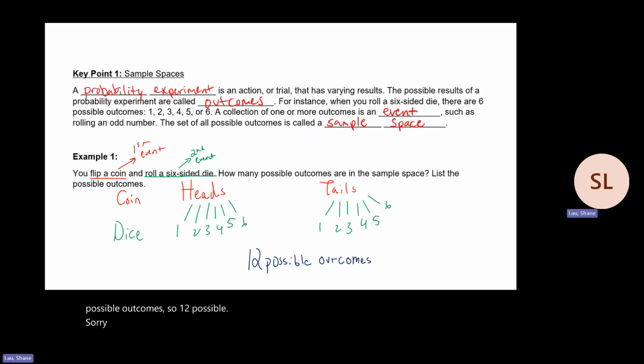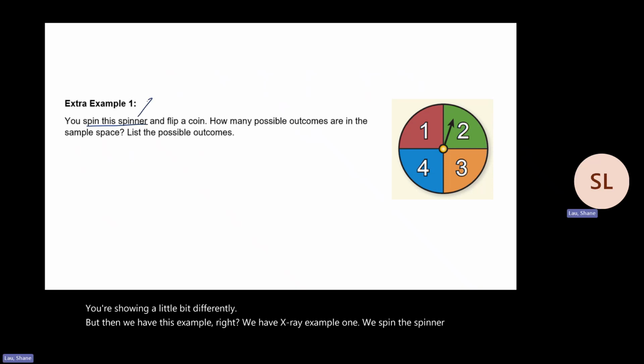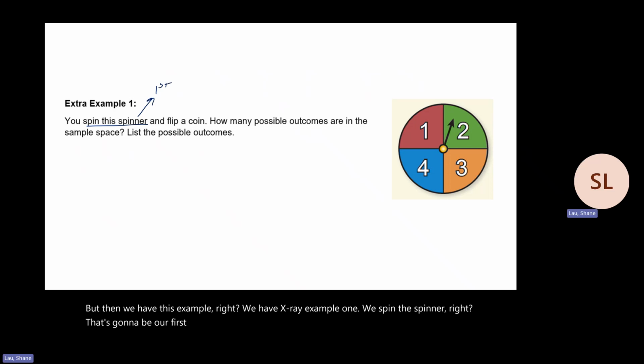So we have this idea here with 12 possible outcomes. And that's it. That's all that this question wanted us to do, just showing it a little bit differently. But then we have extra example 1. We spin the spinner. That's going to be our first event. So let's go ahead and look at our spinner now.